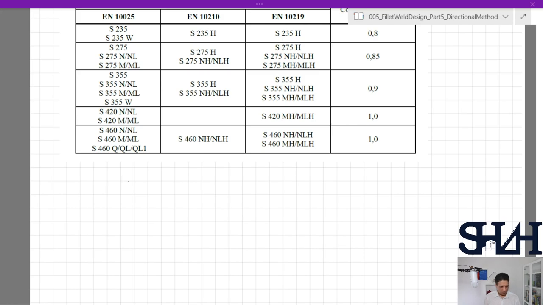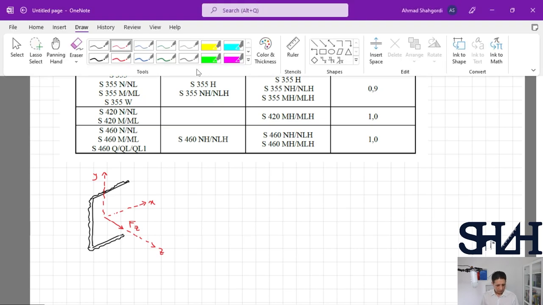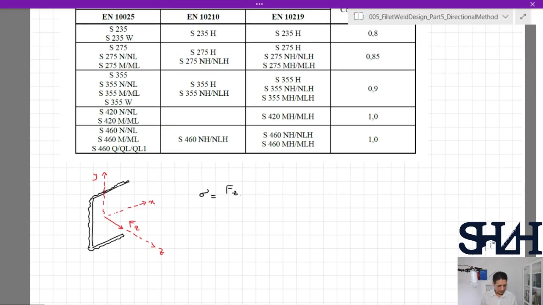Let's have a look at what we had earlier for calculation of a weld. Assume that this is a weld and take just one force in z direction, if this is x and y, and we have only Fz. We calculated sigma by dividing Fz by Aw, which is the summation of L times T. T is representing the weld leg size. This is what we did in the previous video.